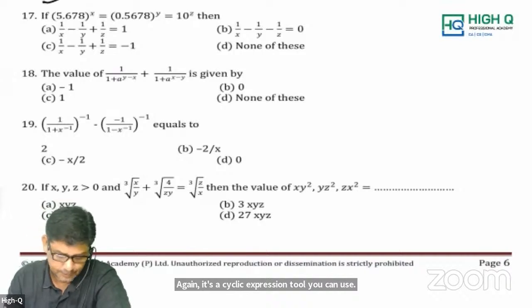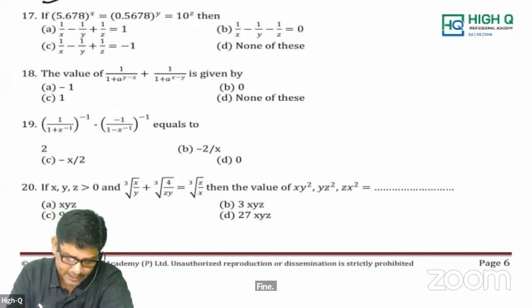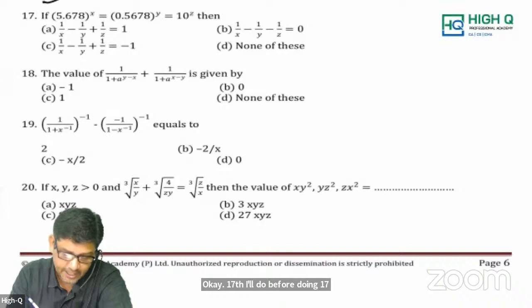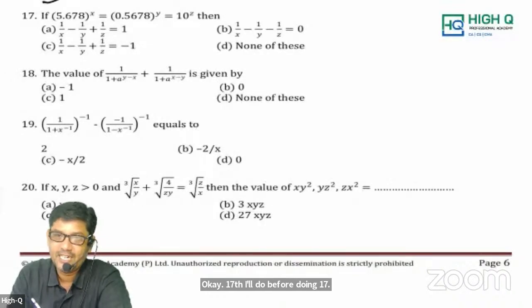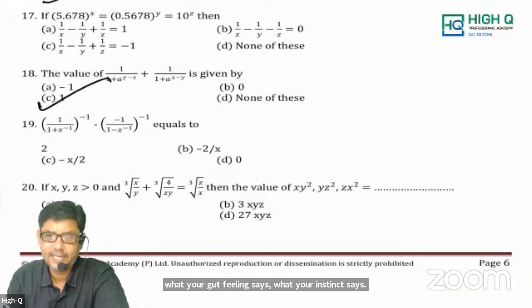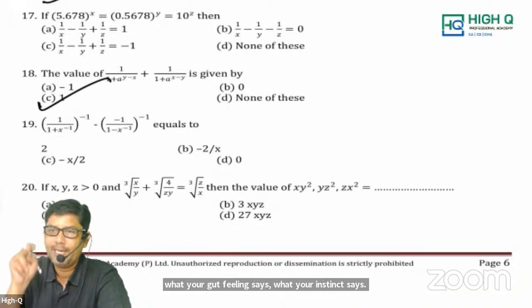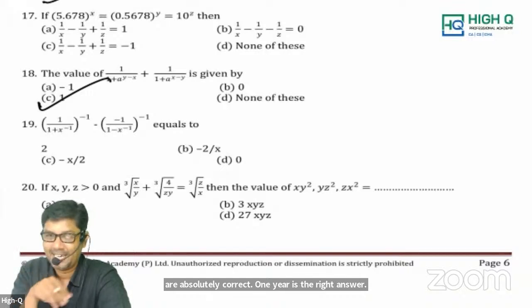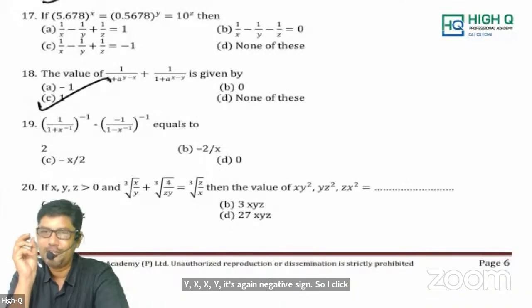Okay. Now the 17th I will do. Before doing the 17th, can you give me the answer for the 18th one? What does your gut feeling say? What does your instinct say? You are absolutely correct. 1 was the right answer. yx, xy, it's again a negative sign. Cyclic with negative. So of course 0 will come in the index.